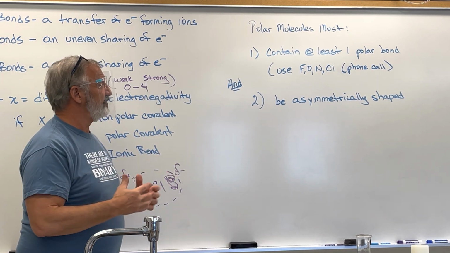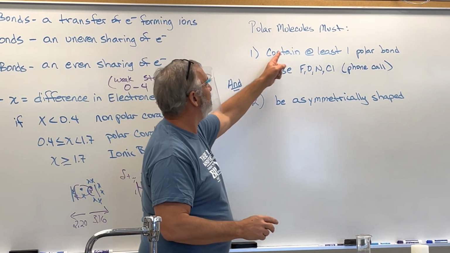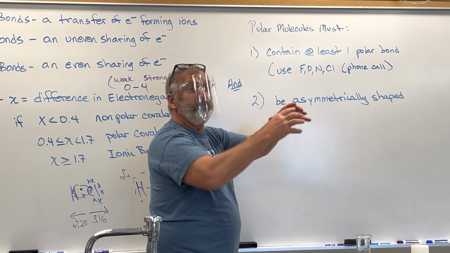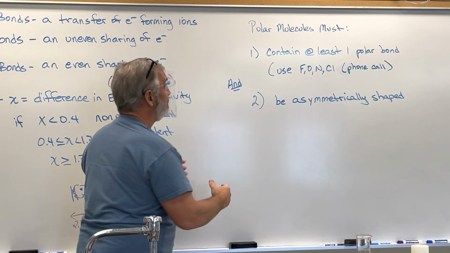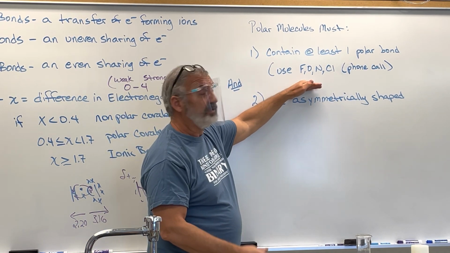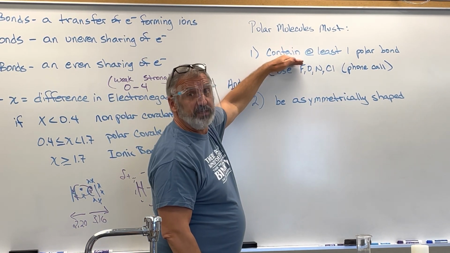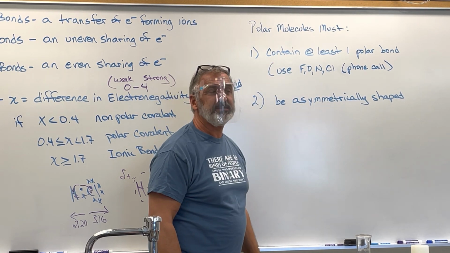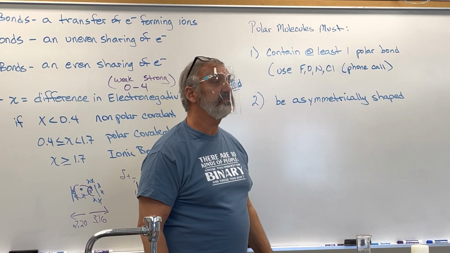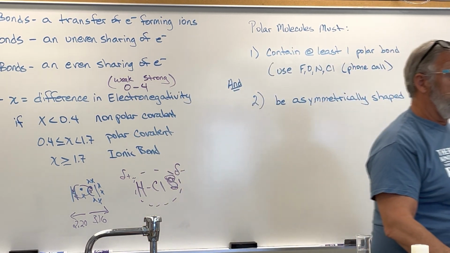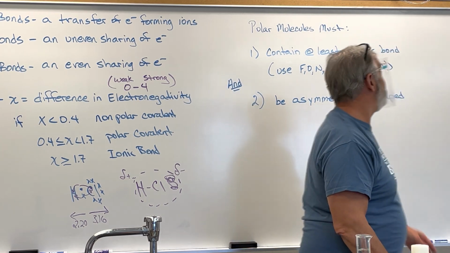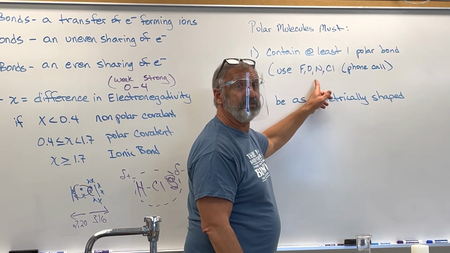But for the molecule, there are two criteria. For a molecule to be polar overall, we can have polar bonds, but we have to have at least one polar bond, and it must be asymmetrically shaped. Yes, sir. So you said those four elements, that's polar. Those are going to be polar. If they contain these, they're going to have polar bonds.